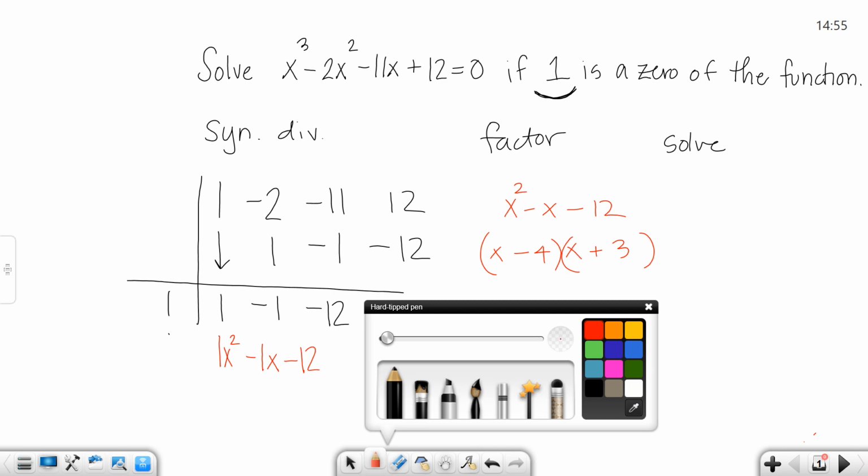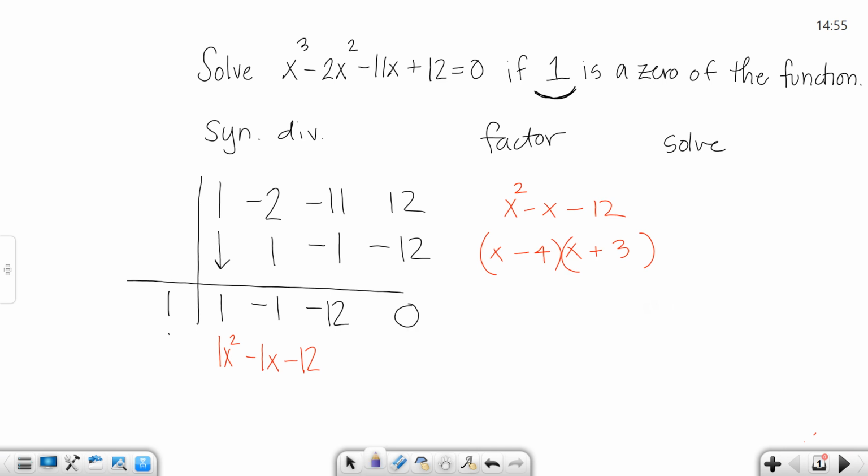Then I factor it. So after I factor it, my last step is to set those factors equal to 0. Set x minus 4 equal to 0, set x plus 3 equal to 0. When I solve this one out, I get x equals positive 4. And when I solve this one out, I get that x equals negative 3. So this particular equation has 3 answers. 1 is an answer, 4 is an answer, and negative 3 is an answer. So those are the zeros of the function.